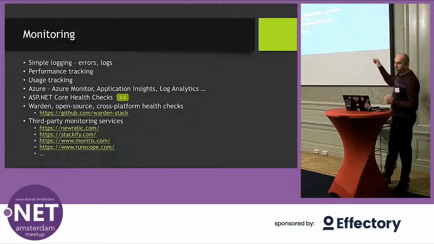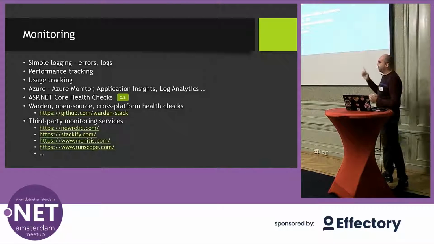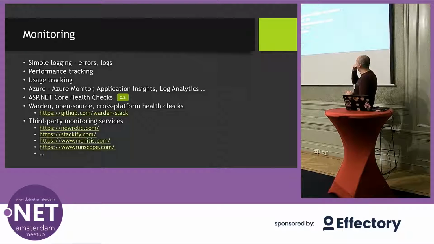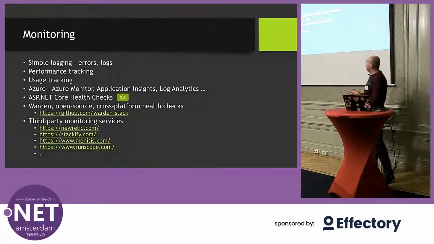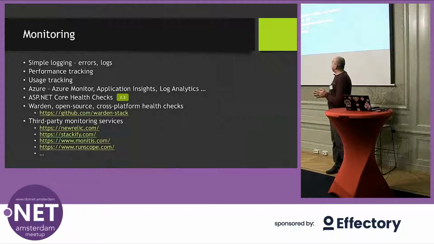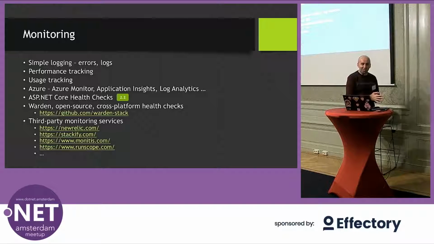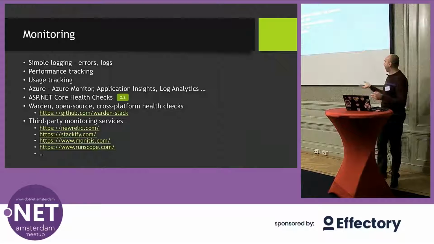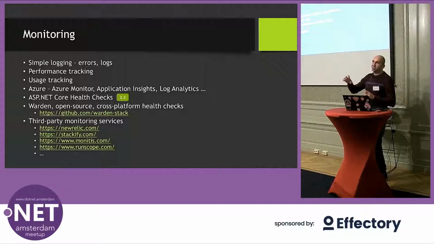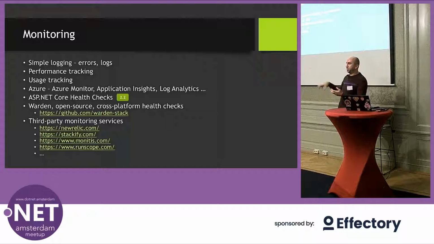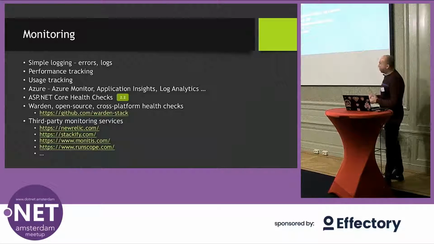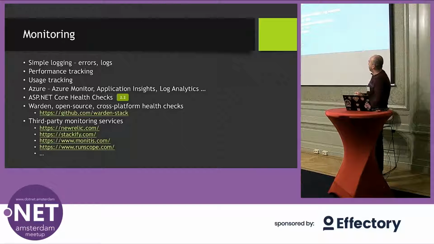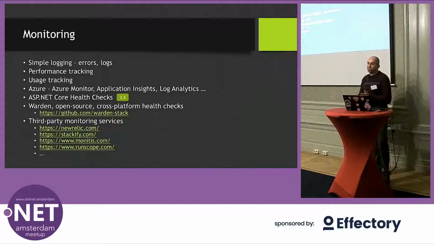NET Core 2.2 has these new health checks that I mentioned before, and we also have that in the demo. You can use this open source project, which is called Warden. It's not really actively developed at the moment, but it allows you to have different health checks, something like sensors that you can implement in any part of your application and then collect all the data from them at one point to have some kind of dashboard. Then you can also use some third-party monitoring services like New Relic, Stackify, Monitis, Runscope, etc.